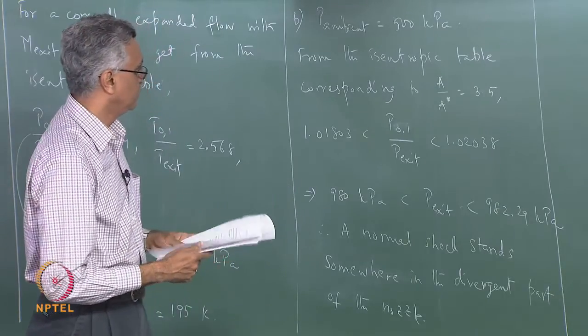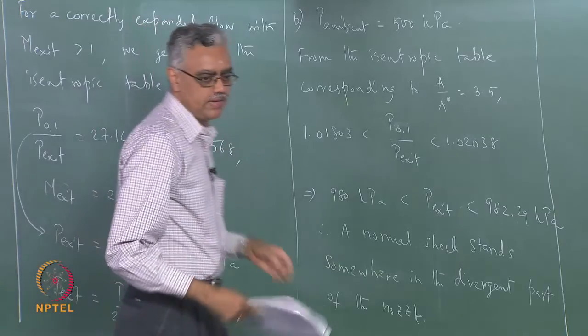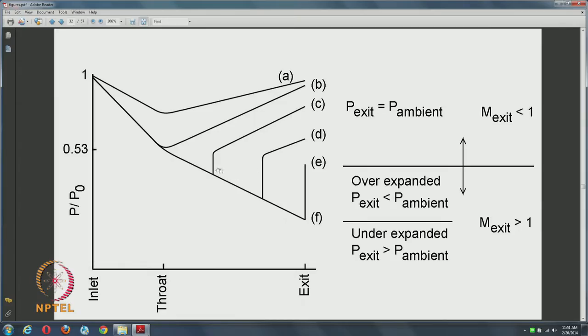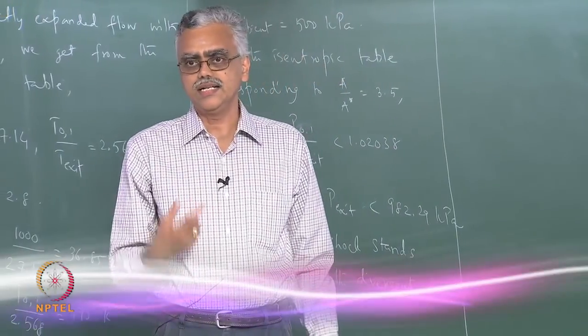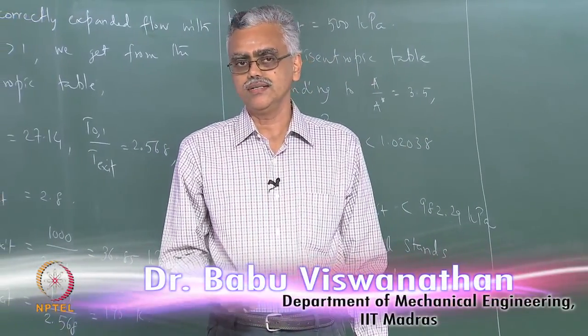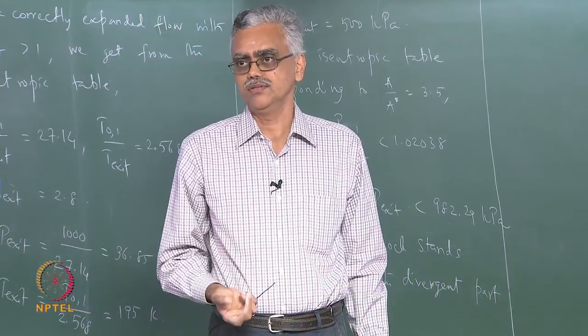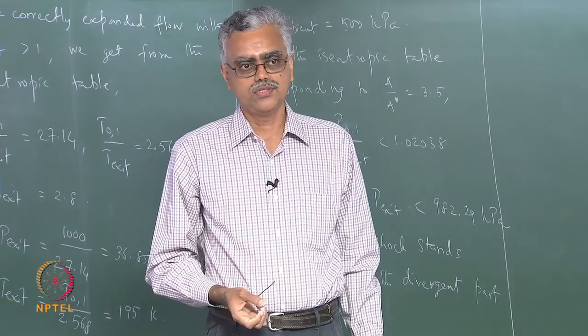What we need to do now is figure out where the normal shock is going to sit, okay. As you can see from here, the normal shock can be anywhere in the divergent part of the nozzle. So, for the given value, we need to figure out where the normal shock sits in the divergent portion. This can be done in two different ways. One is an iterative method, which may be slightly quicker. The other one is slightly more involved, but it will give you an answer in one shot, okay. We will do this in the next class.